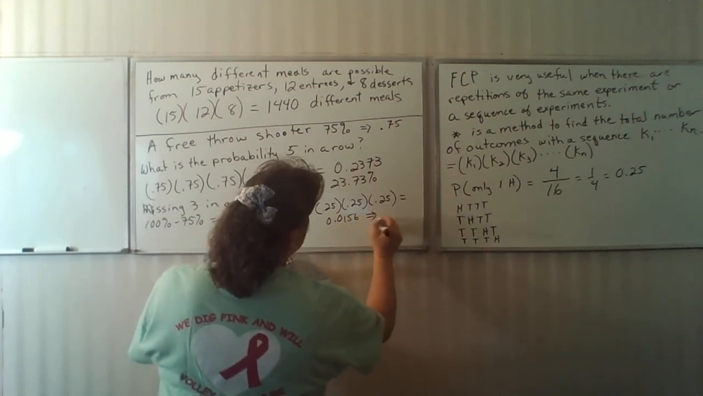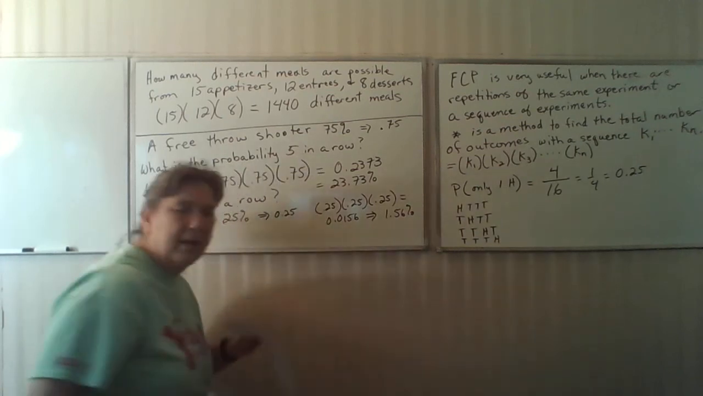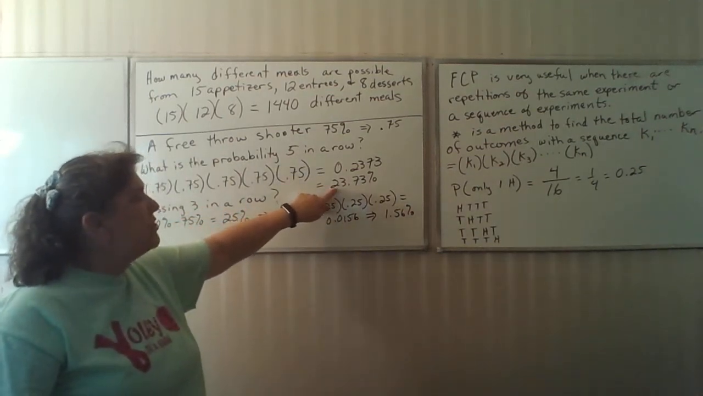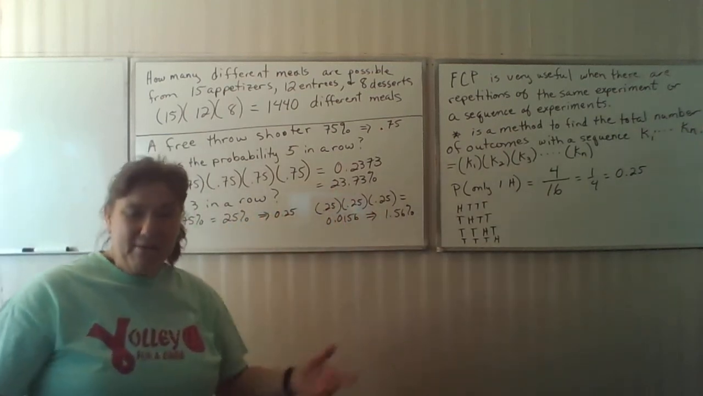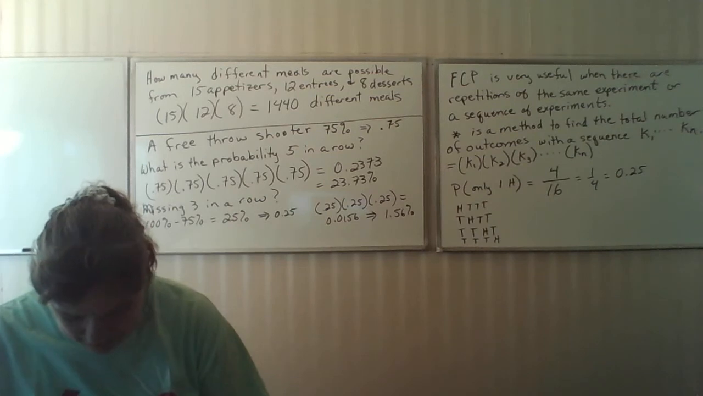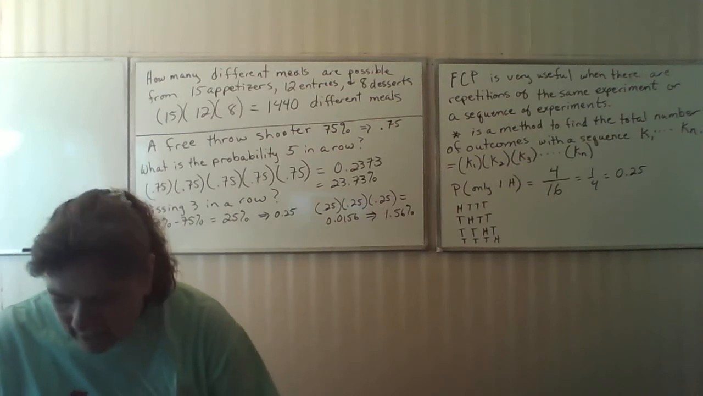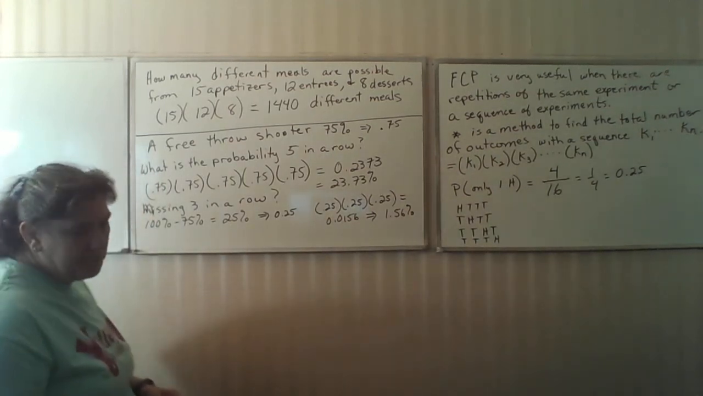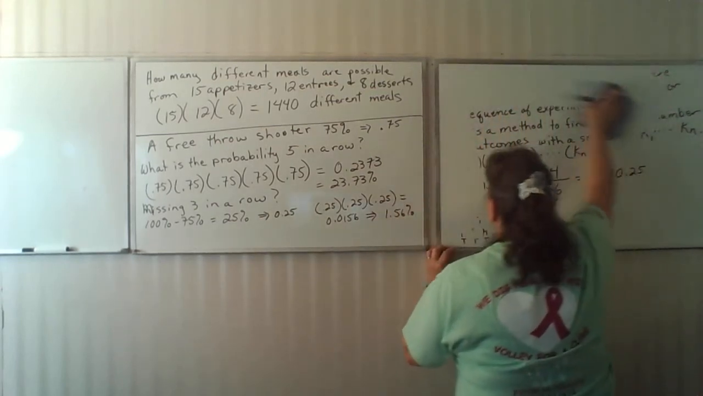and that's going to equal 0.0156, which is going to be 1.56%. Okay, not so bad there. We have a much greater chance of making 5 in a row than we do of missing 3 in a row if we're a 75% free throw shooter. Okay, so how else do we use this? There's a lot of different ways we use this fundamental counting principle. Here's another way.